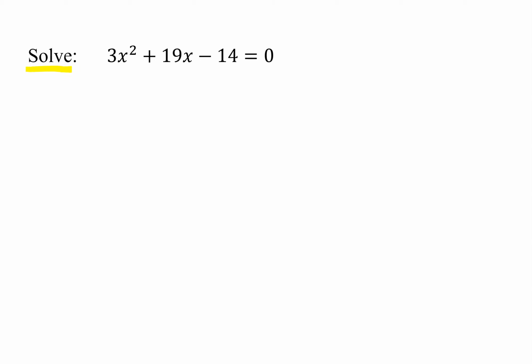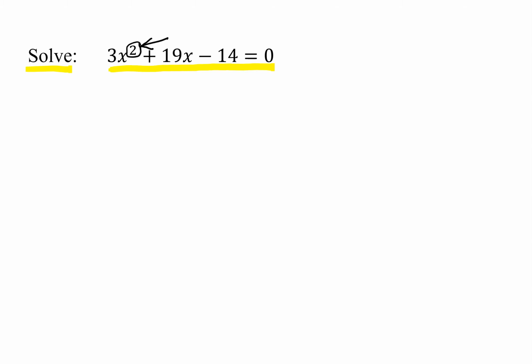In this problem, I need to solve the equation 3x squared plus 19x minus 14 equals 0. Well, what type of equation is it? What's the highest power on any of the x's? It's a 2. So it's a quadratic equation.